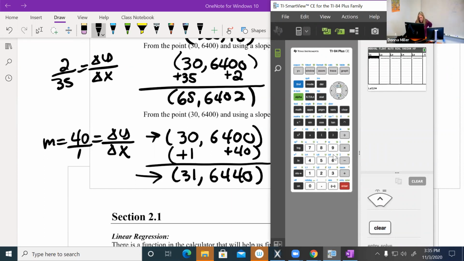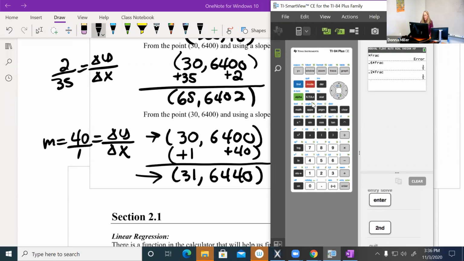All right, so let me put those points in there. We had 30 and 6,400. Oh, enter. I have to hit enter after these. All right, 6,400. And then I have 31 and 6,440. All right, so I've got those in there. Once I have them in there, I quit. So I hit second quit, second mode.